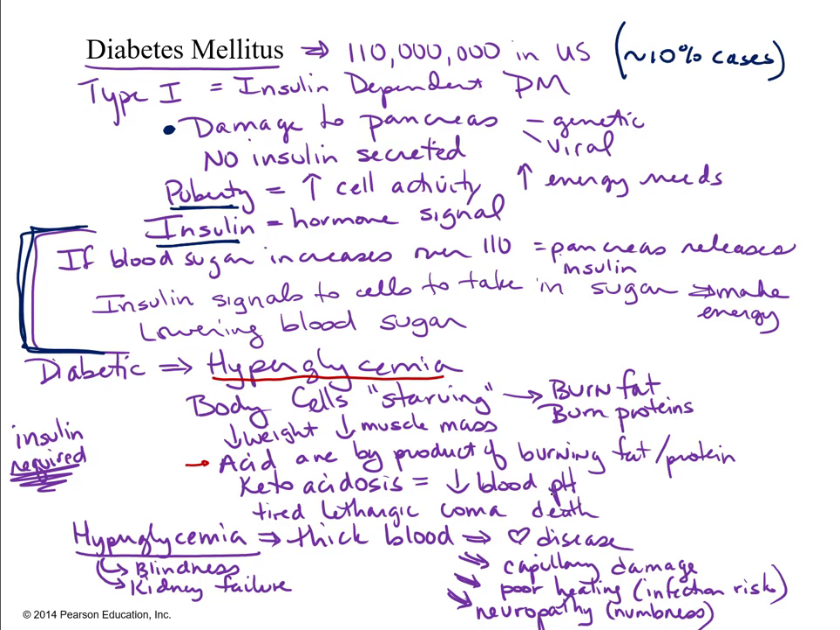So too much acid shuts down your nervous system. So the person starts becoming really tired, lethargic. They may actually lose consciousness, go into a coma. And if they don't remedy this, this can actually lead to irreparable brain damage. They have to have insulin. So in this, insulin is required. It's not an option.